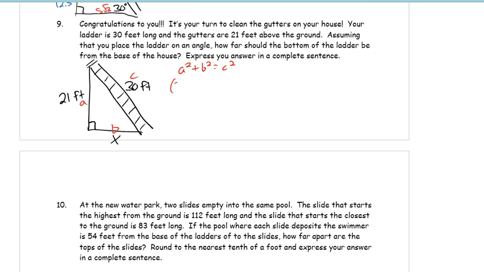So we're going to have 21 squared plus x squared equals 30 squared. So 21 squared is going to give us, what does that come out to be? 441 plus x squared equals 900. So x squared equals 900 minus 441, which is going to give us 459. We could try taking the square root of that, but I'm almost positive that doesn't work out to anything nice.